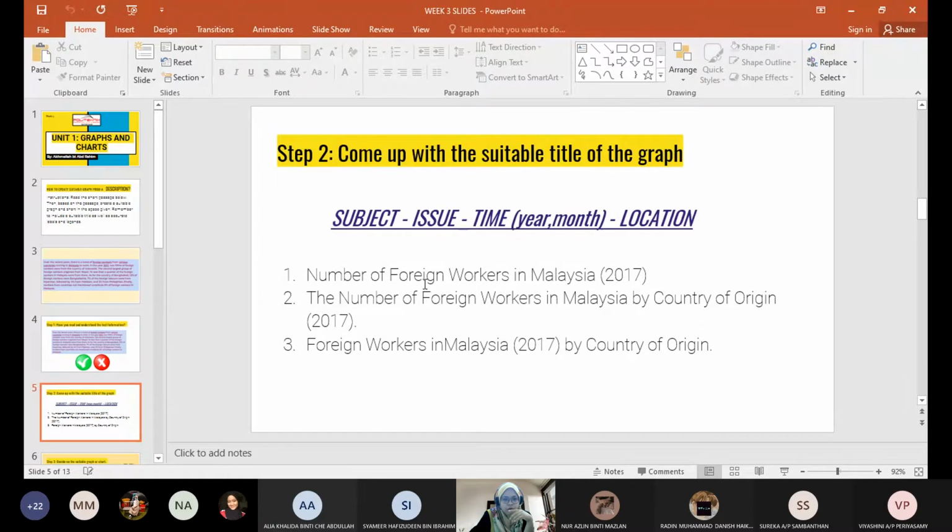Okay, what is this? We look at number one, tengok dengan dia punya formula here. Number of foreign workers. Okay, this is the subject. Foreign workers is the subject. The issue here is the number. So kita nak tahu apa? Number of foreign workers. Time, dia dah letak 2017. Location, in Malaysia. So itulah antara benda yang perlu, the things that you should have in your title.